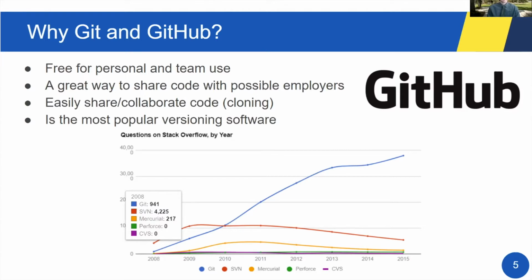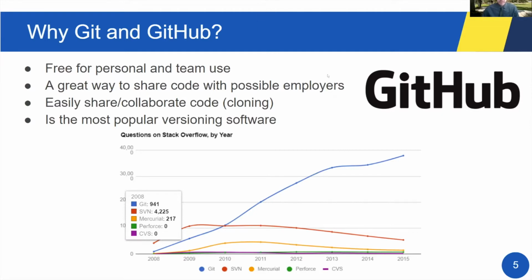And lastly, we use Git and GitHub simply because they're the most popular. You can see on this chart below, it compares questions on Stack Overflow between the different version control programs. As you can see, SVN or Subversion was popular before 2010, but after 2010, Git really took the lead and has skyrocketed in popularity. So on a lot of job applications, you will see people wanting knowledge of Git and GitHub.